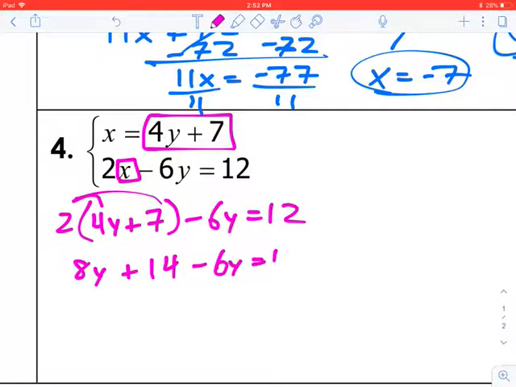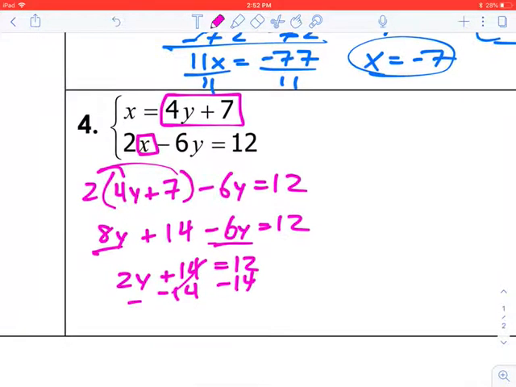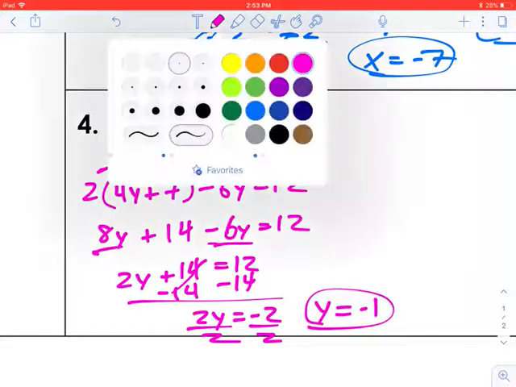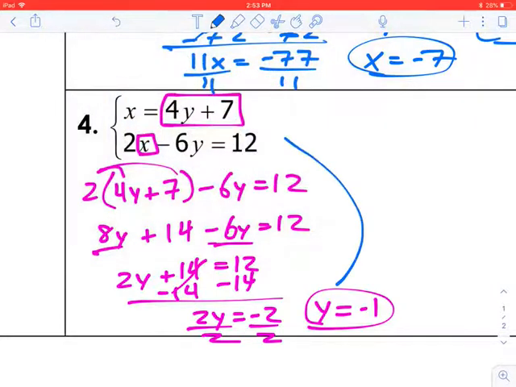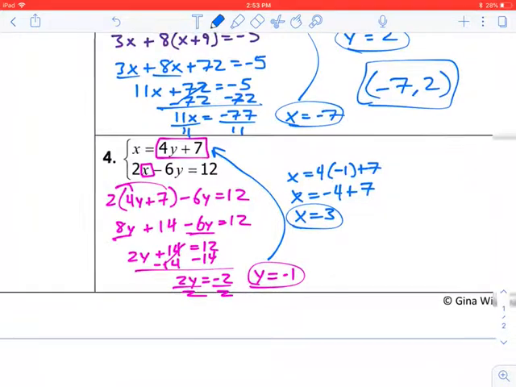So minus 6y equals 12. Combine like terms, 8 minus 6 is 2y plus 14 equals 12. Subtract 14 to get the y by itself. I get 2y equals negative 2. Divide by 2, I get y equals negative 1. And now we just need to plug it right back in. And I get x equals 4 times negative 1 plus 7. 4 times negative 1 is negative 4. Negative 4 plus 7 is just 3. So our answer is 3, negative 1.